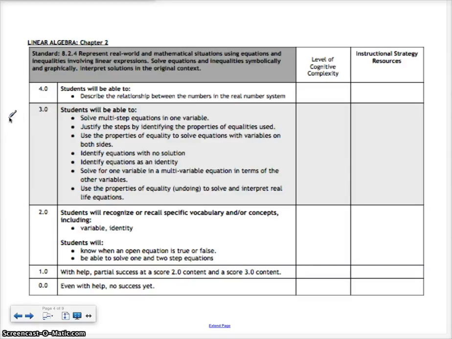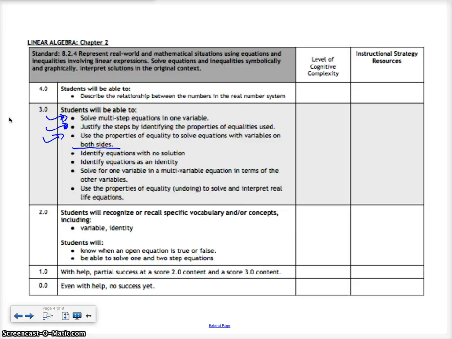To track our learning on what we've done so far in Unit 2, we're now on 2.4. We have solved multi-step equations in one variable. That means that you only have one variable you're solving for. Justifying steps we have done. Use properties of equality. You always do that when solving with variables on both sides. That's the last lesson that we did.